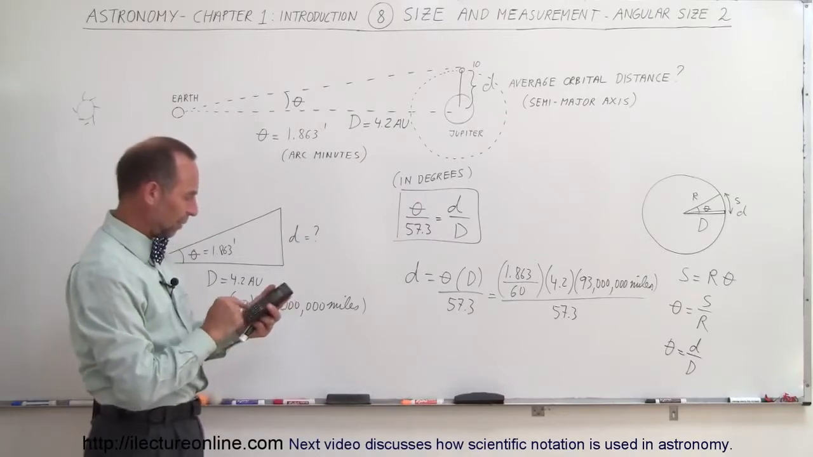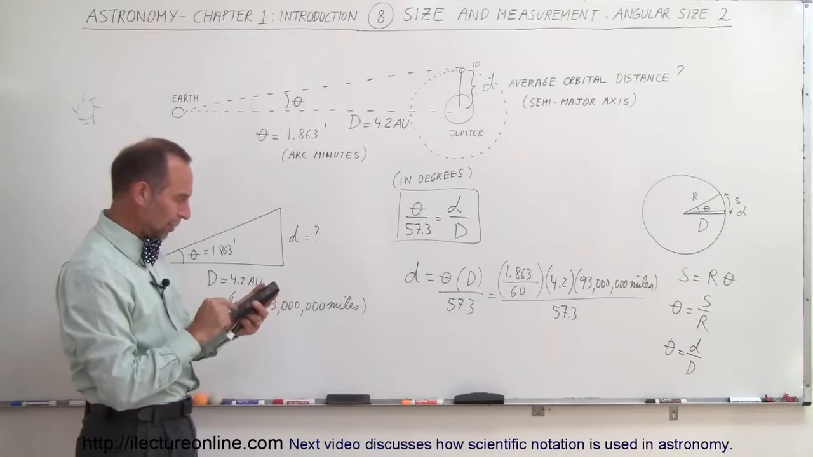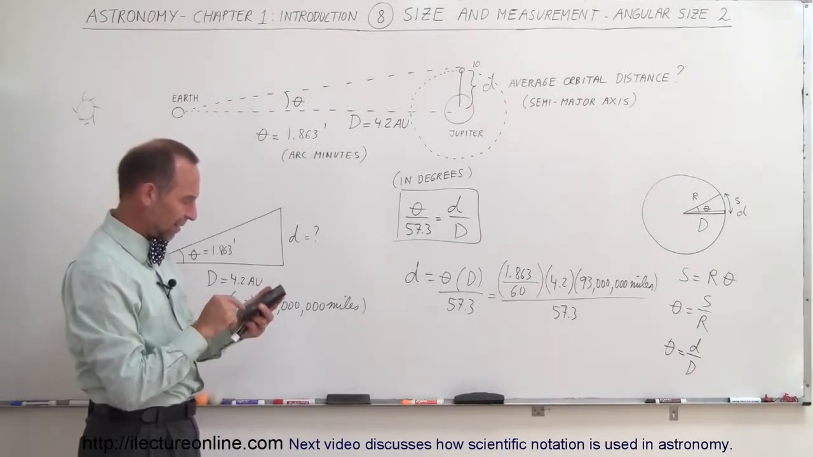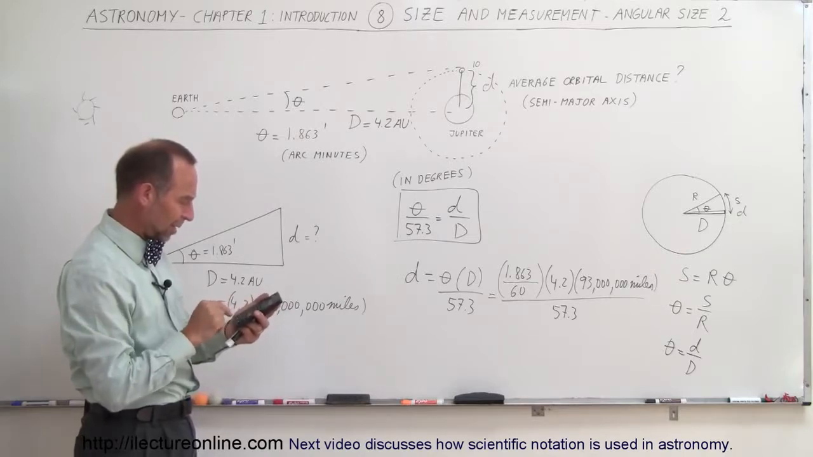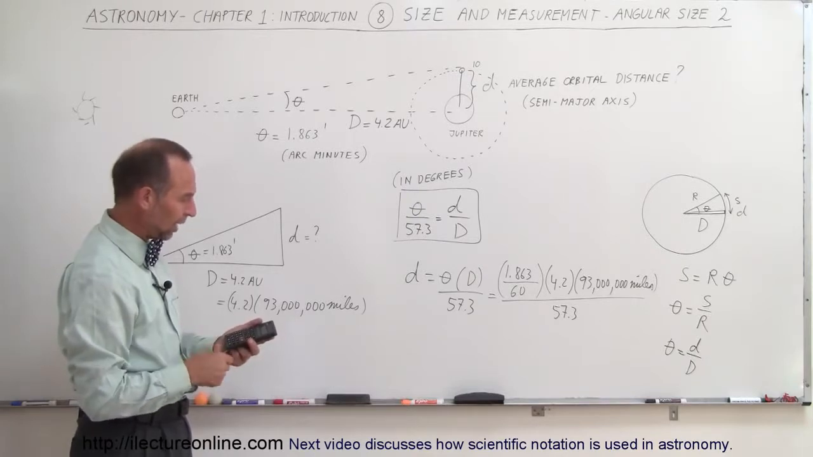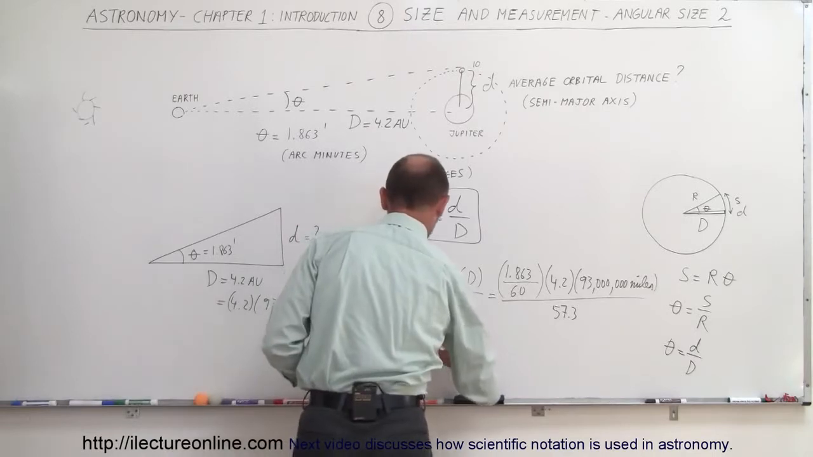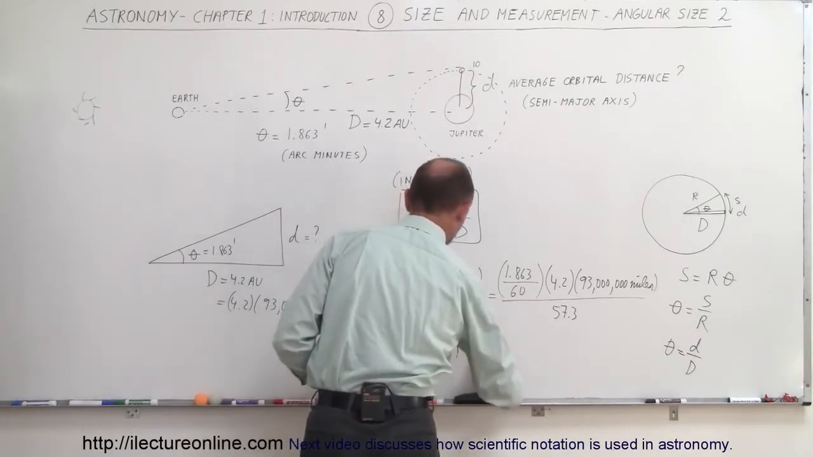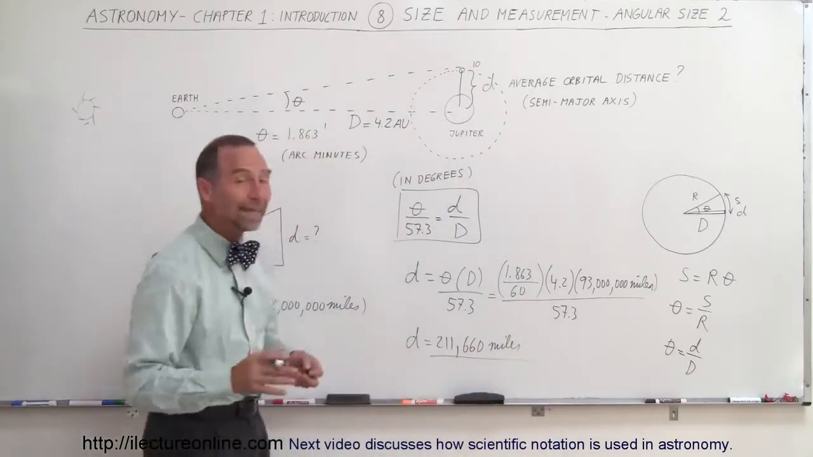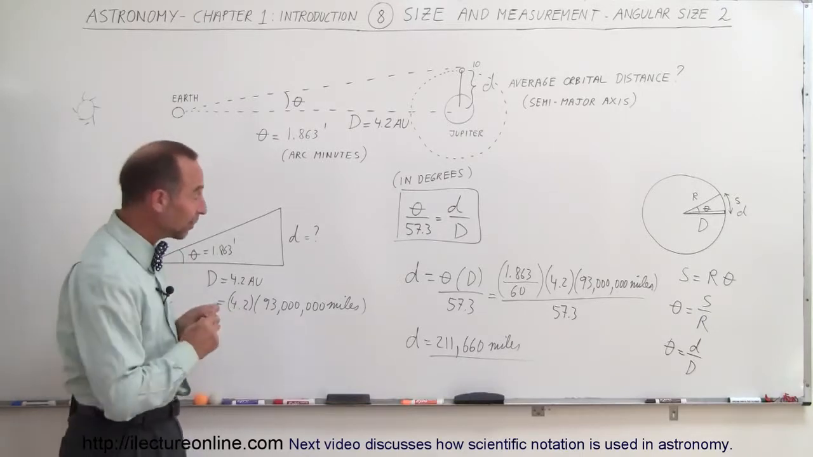So let's try this. We have 1.863 divided by 60, times 4.2 times 93 million, and divide by 57.3, and we have a distance of 211,660 miles, and that would be the orbital radius of Io going around Jupiter. And that's pretty tricky, that's pretty slick here.